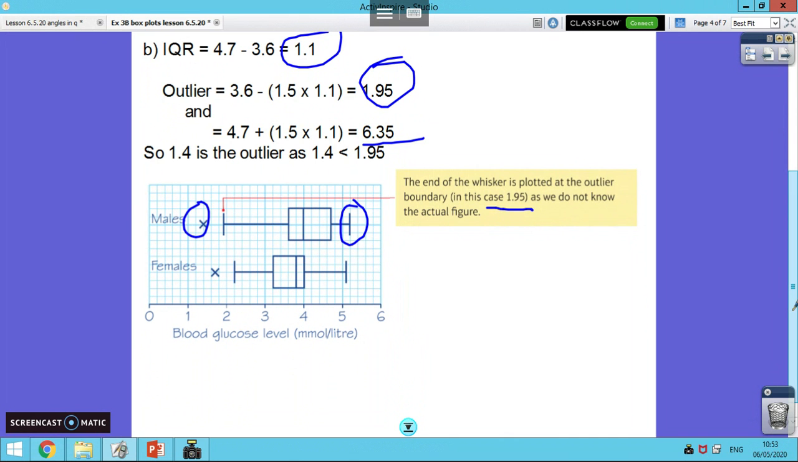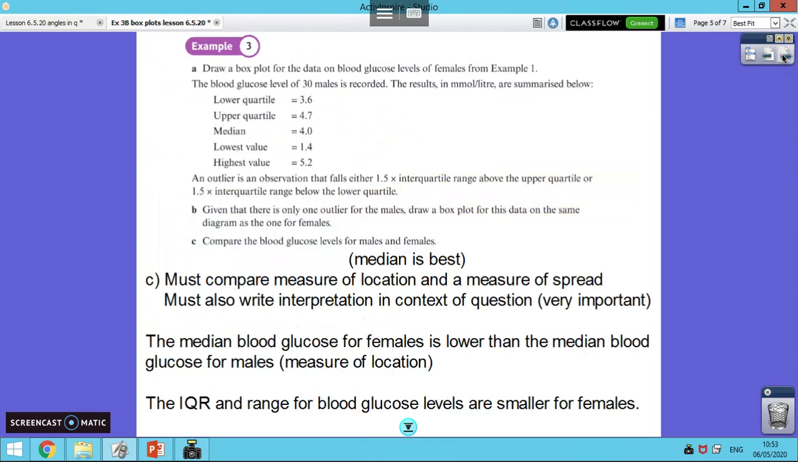Which leads us on to part C of the example, which says compare the blood glucose levels for males and females. Now, whenever it asks you to compare this sort of thing, there are 2 points that you must think about. You must compare, number one, a measure of location and a measure of spread. So a measure of location, the best one to use is your median. You must compare the medians. That's the best one to use. When you compare a measure of spread, you could either choose the range or the interquartile range. Here we've done both because they both have the same relationship.